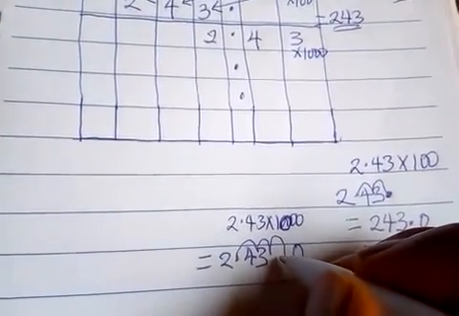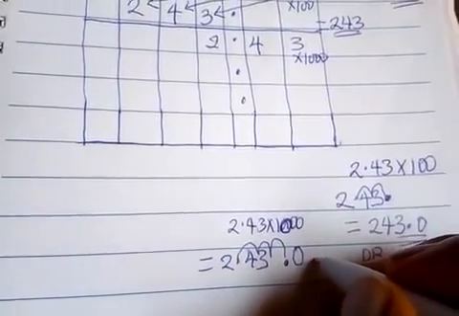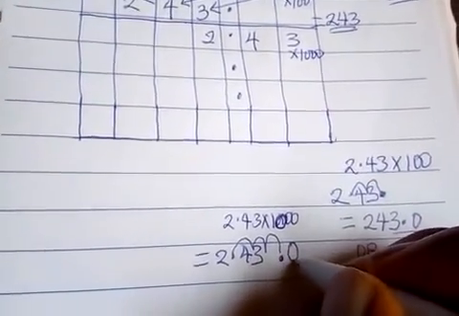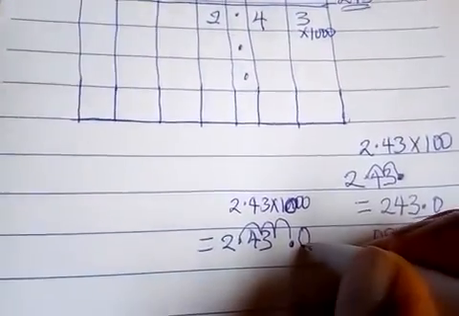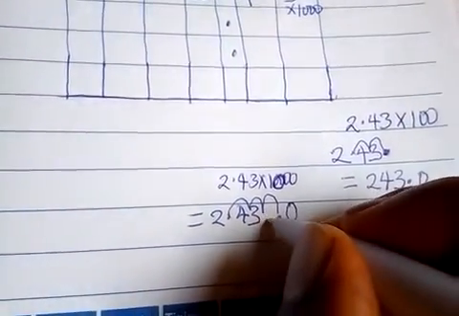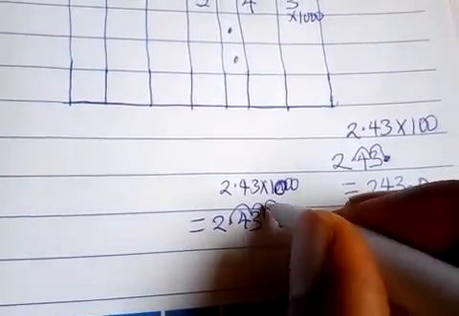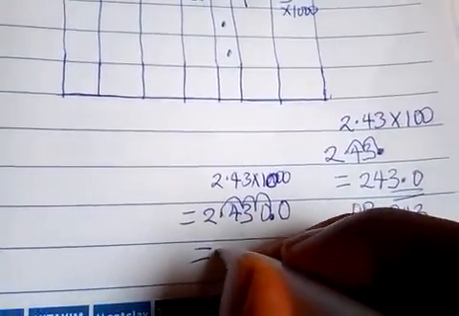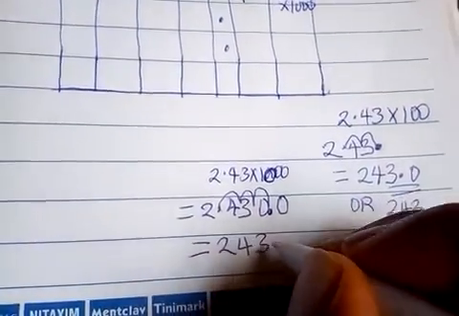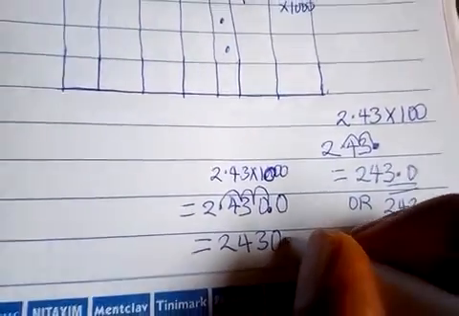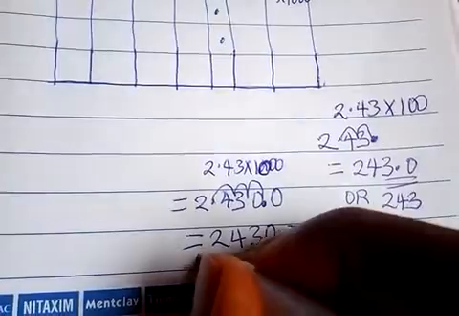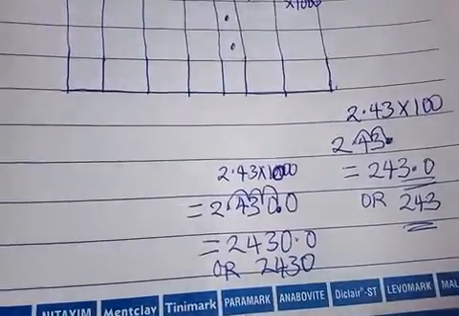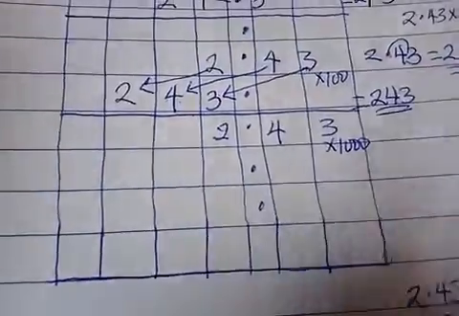If you don't have a value after the period, after where your period stops, you can put your 0. But if you have a value, don't put your 0. So where there is an empty value, where the period skipped, you add 0. So your new answer will be 2430.0, or 2430. Now let's use our place value chart.